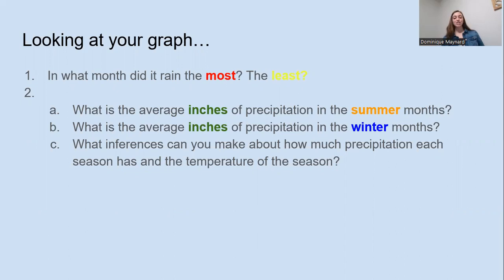Now, what is the average number of inches of precipitation in the summer months? Go ahead and calculate that. What is the average inches of precipitation in the winter months? Yes, so what inferences can you make about how much it precipitates in each season and the temperature of the season? Yeah, generally, as the temperature goes up, so does the precipitation. Not all the time. That seems to be the trend, the pattern that we have.